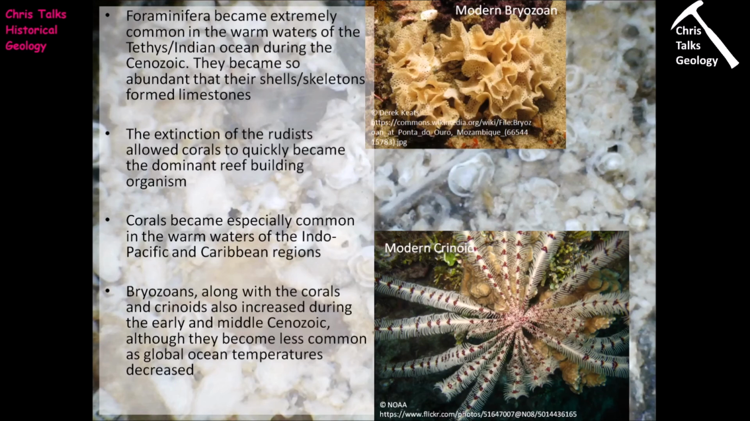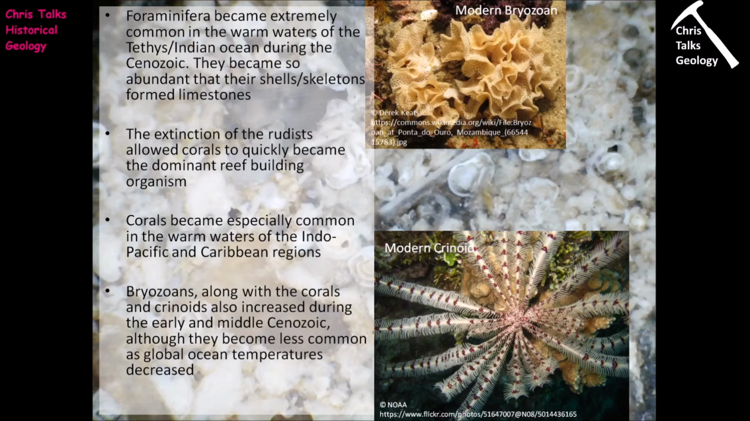Now, in terms of reef building organisms, we know that reefs in the Mesozoic were dominated by the rudists. Now, the rudists do not make it into the Cenozoic. They're killed off by the Cretaceous Tertiary mass extinction. Now, this means in the Cenozoic, the way is completely open for the corals to become the dominant reef building organism. So what we see during the Cenozoic is we see the corals becoming especially common in the warm waters of the Indo-Pacific and the Caribbean. And of course, this makes perfect sense. These are the types of environments in which we would expect to find corals doing extremely well.